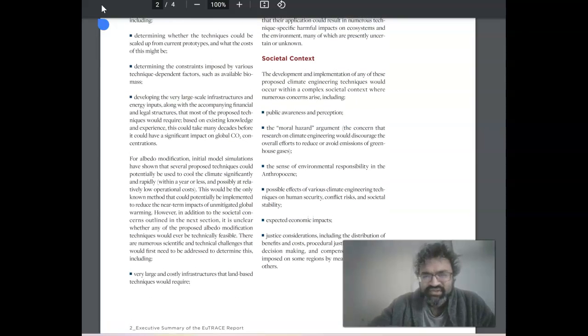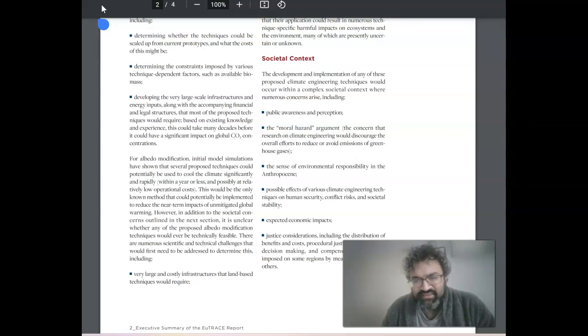So when we're thinking about societal context, not only public awareness and perception, but the moral hazard, which is something that is interesting. And that's the concern that research on climate engineering would discourage the overall efforts to reduce or avoid emissions of greenhouse gases. So what the moral hazard is that one type of engineering or climate engineering would then channel all of the resources to that to avoid emissions of greenhouse gases. So that reduces the emissions.